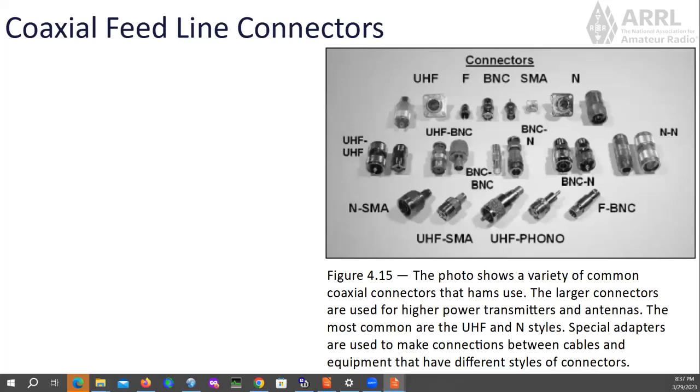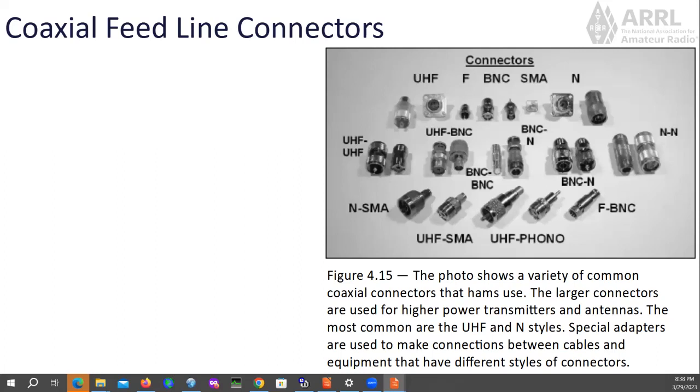Coaxial feed connectors. And up there, you can see a lot of different connectors. And it looks to me like adapters there on the bottom end. The most common one that you'll see is the UHF connector, and that does not refer to its frequency. Back in, I guess, the 30s when they came up with it, they thought 30 megahertz was a very high frequency. But at any rate, that's just in general the ones you see. That F, that's the one on the back of your TV.